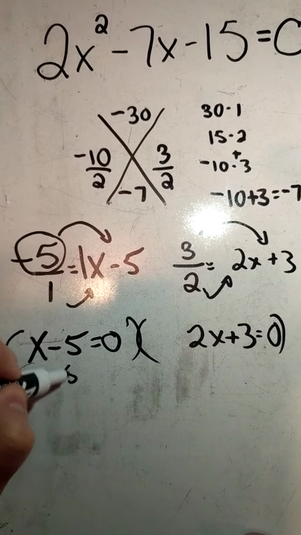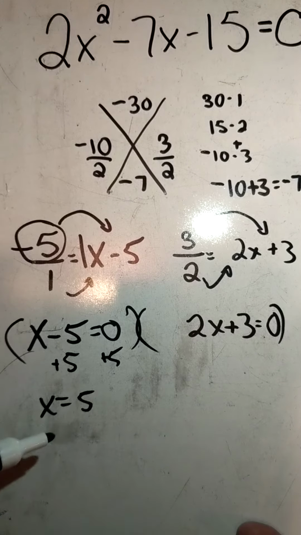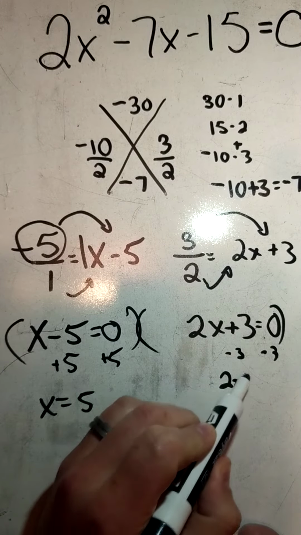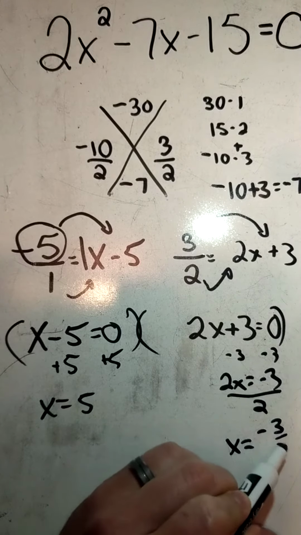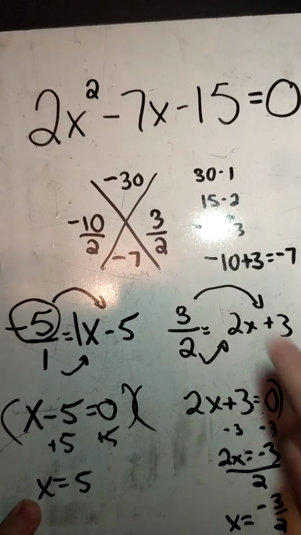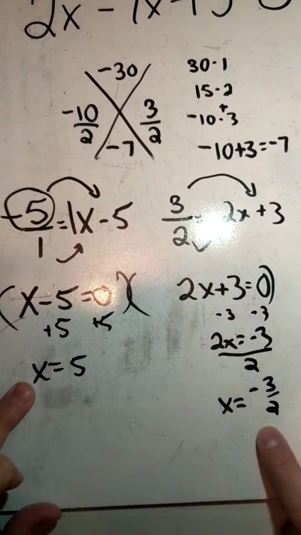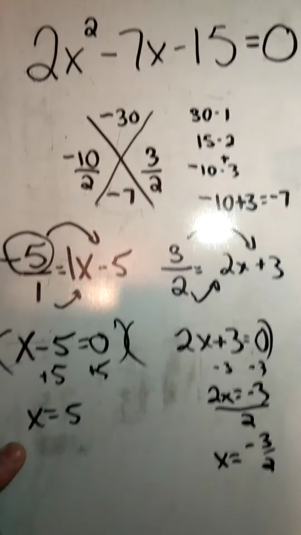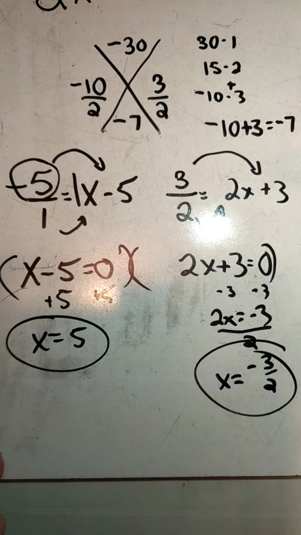So if I add 5 and add 5, x equals 5. Subtract 3, 2x equals negative 3. Divide by 2, x equals negative 3 halves. So now if x equaled 5 and I plugged it in, it would equal 0. Or if x equaled negative 3 halves and I plugged it in, the quadratic would also equal 0. So the two solutions I'm looking at are 5 or negative 3 halves.